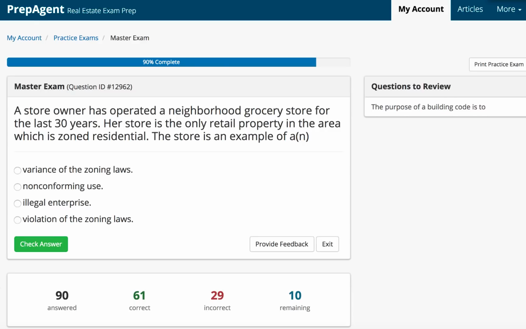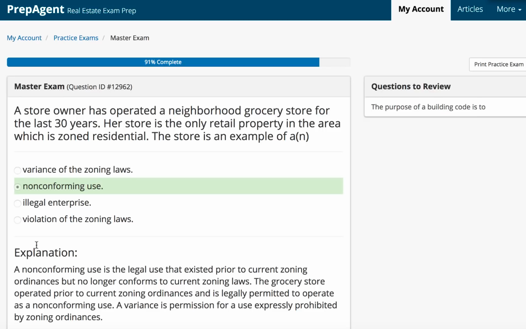A store owner has operated a neighborhood grocery store for the last 30 years. Her store is the only retail property in the area which is zoned residential. The store is an example of non-conforming use. I do have a question on this. She is in non-conforming use because she's already been in there, basically grandfathered in, right? Yes. A variance is when you apply to get that extra foot in there, right? Okay, yeah.